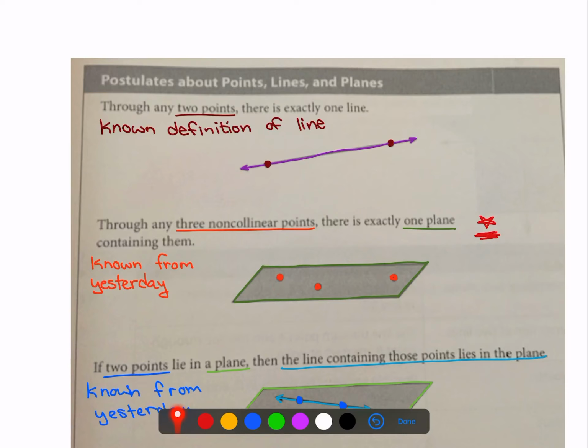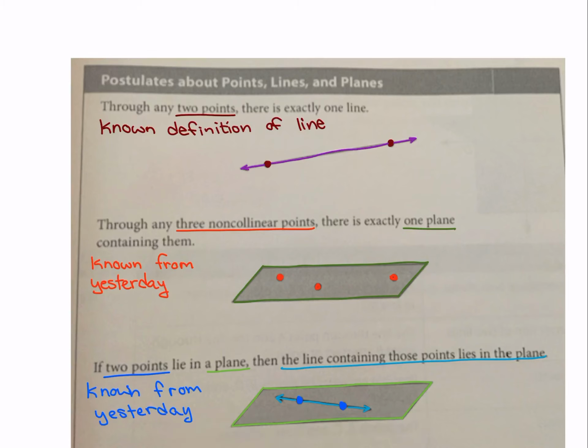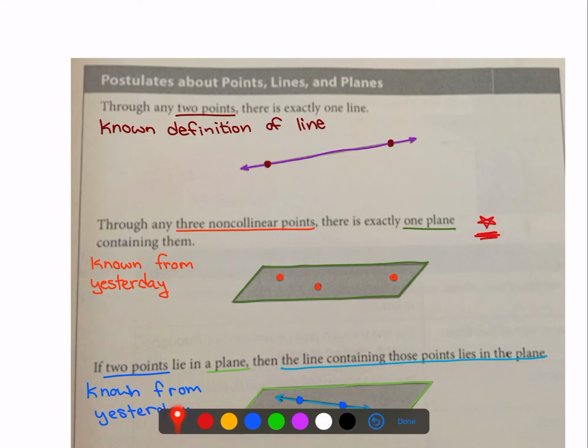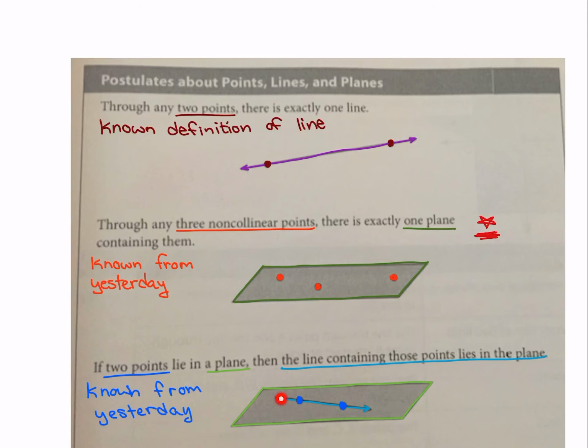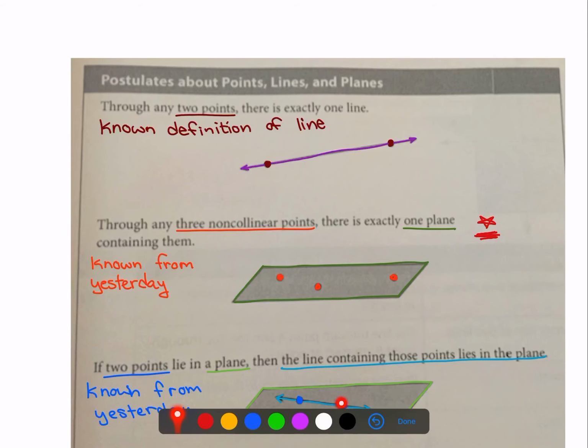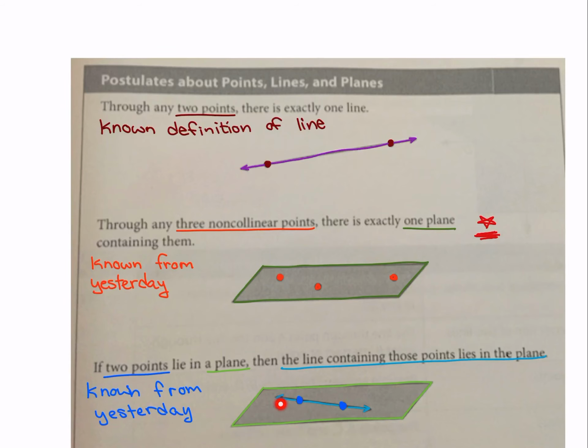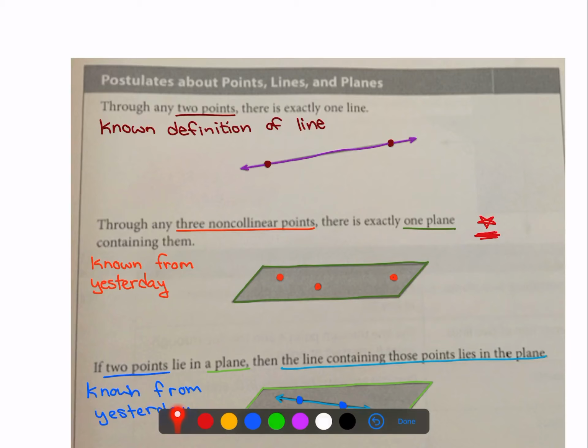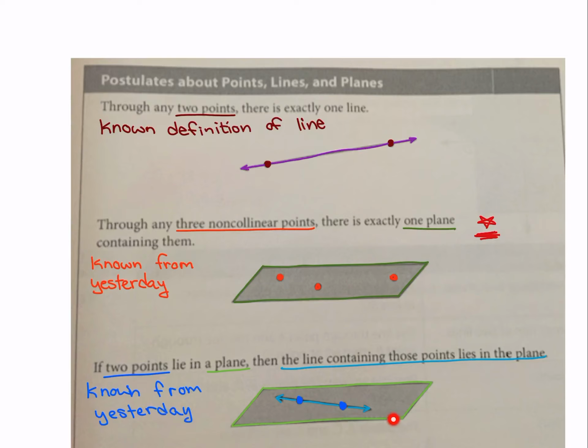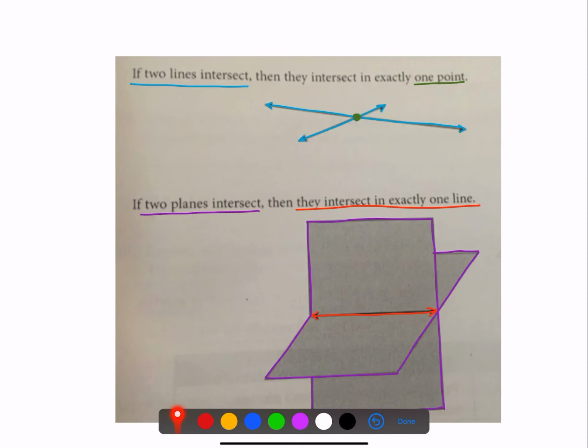So again, any 3 non-collinear points, meaning they do not fall on the same line, create one single plane. And then lastly, if 2 points lie in a plane, then the line containing those points lies in the plane. Again, this is known from yesterday. If I have 2 points that lie on the plane, and I create a line through those 2 points, then all the points that lie on that line also lie in the plane. If the line lies on the plane, things that make up the line also lie on the plane because they make up the line that lies on it. So that's also known from yesterday. Just any points that lie on this line also lie on the plane. That's all that is.